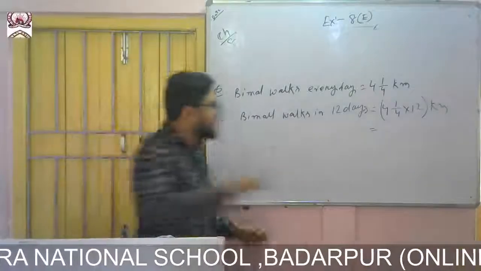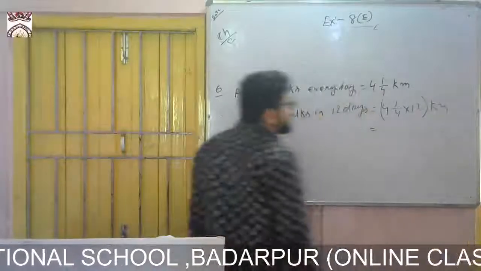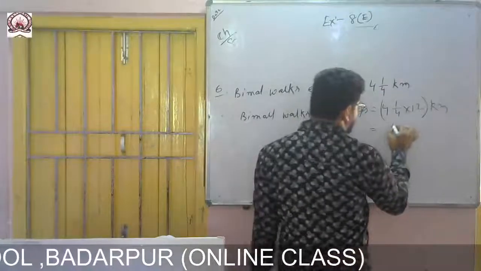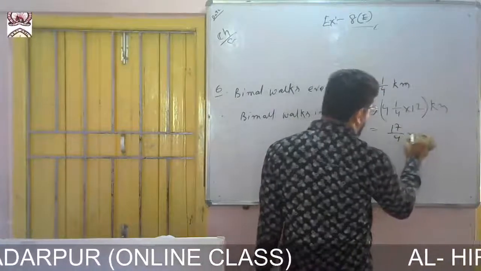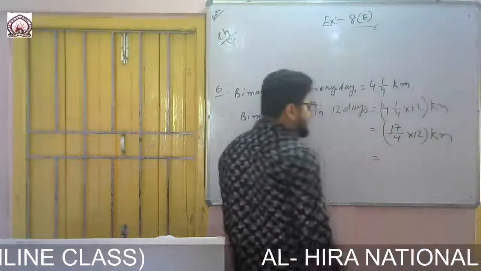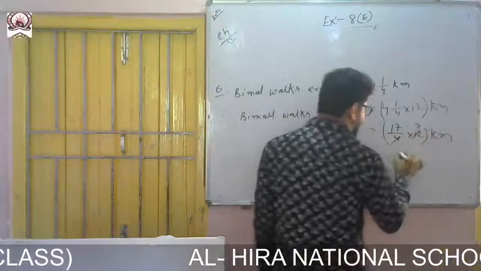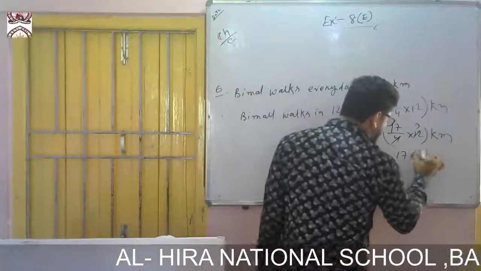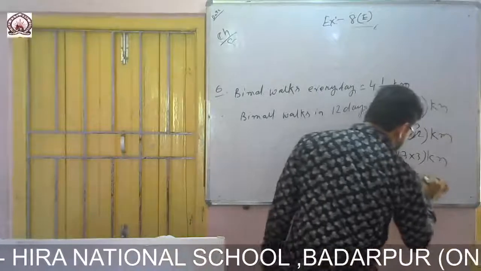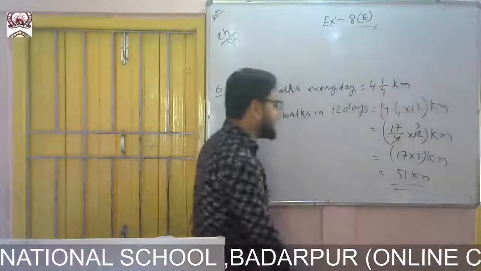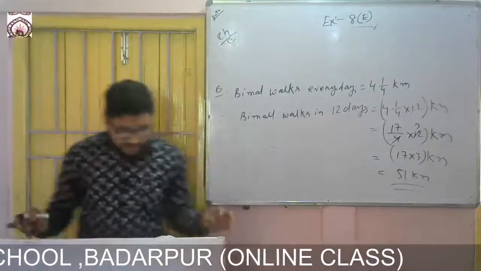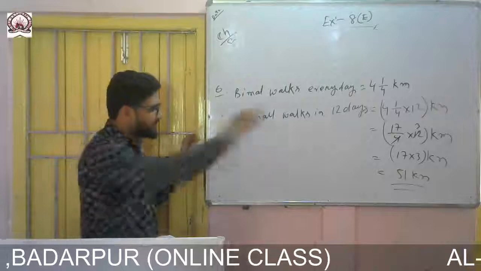Two questions remain only. 4 1 by 4 into 12 kilometers. So 4 4s are 16, 17 by 4 into 12 kilometers. So 4 3s are 12, so it is 17 into 3 kilometers, so it is 51 kilometers. That is the required answer. That means that is the distance he walks in 12 days.